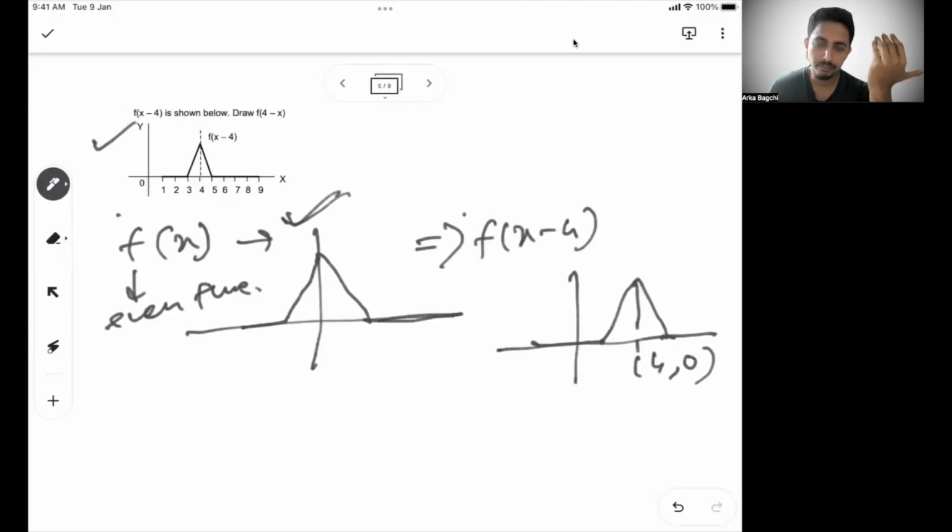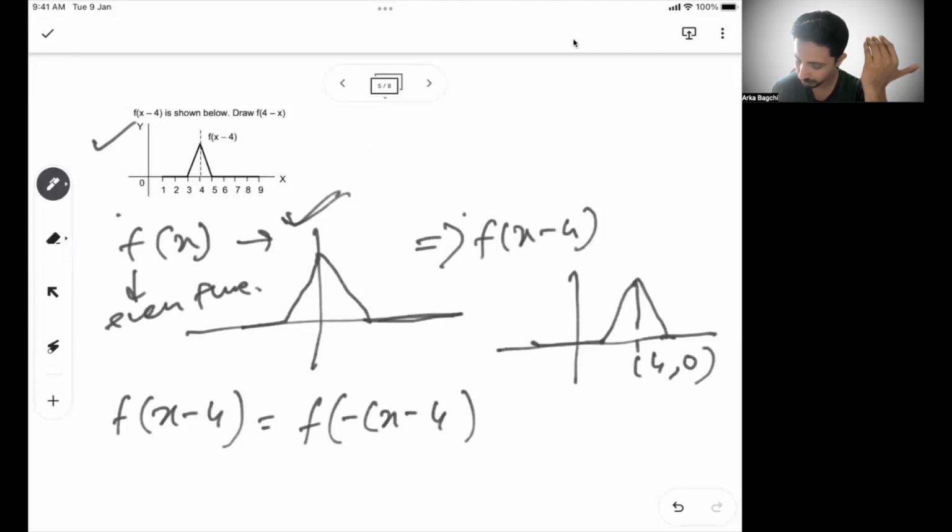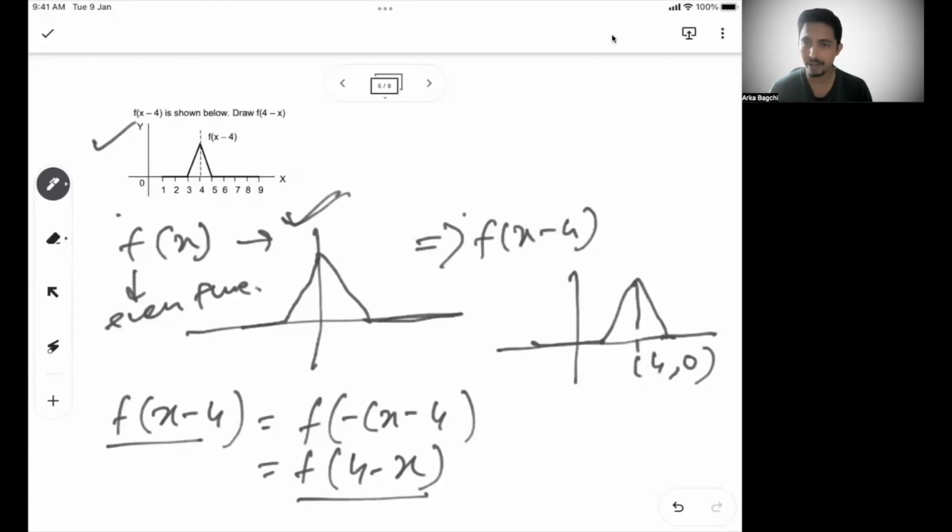Now, if this is an even function, f of x minus 4 is basically the same as f of minus of x minus 4, or in this case, we can say f of 4 minus x. So the graph will be symmetrical around the axis. So f of x minus 4 will be symmetrical to f of 4 minus x. So the nature of the graph will remain the same, but this is x minus 4, this is 4 minus x. Obviously, the values will change.